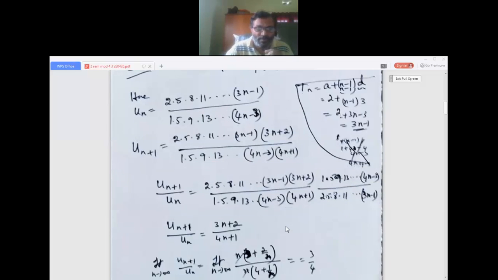So now un plus 1 divided by un. What do you get? Un plus 1 is 2 into 5 into 8 into 11 into 3n minus 1 into 3n plus 2 divided by 1 into 5 into 9 into 13 goes on till 4n minus 3 into 4n plus 1, divided by un. When you write un, it will be reciprocal. So 1 into 5 into 9 into 13 till 4n minus 3 divided by 2 into 5 into 8 into 11 till 3n minus 1.